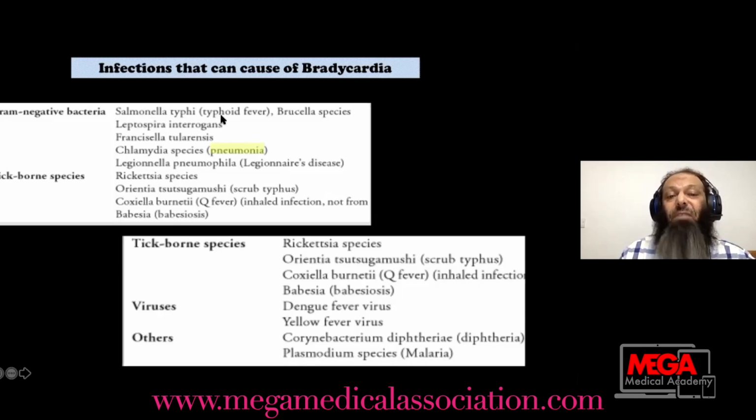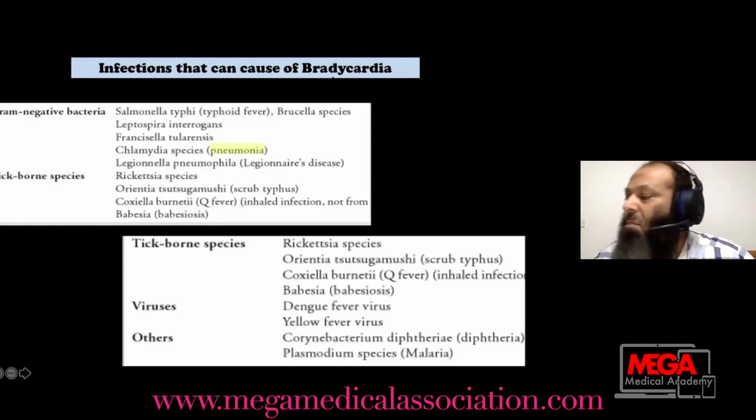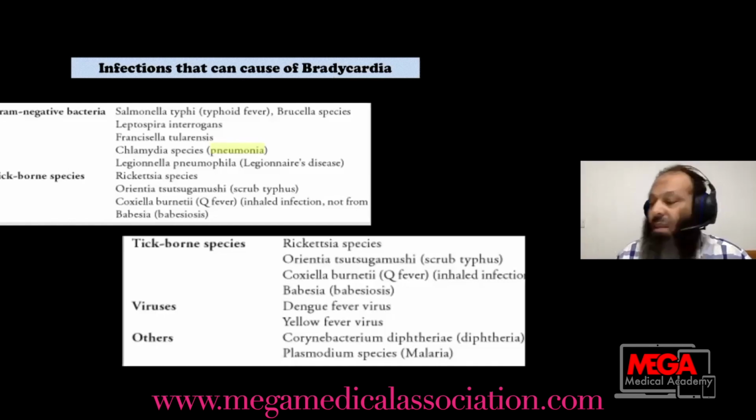Also Salmonella typhi, typhoid fever, and Brucella. When your patient is febrile and bradycardic, put these in your differential diagnosis. Dengue fever also, Coxiella, diphtheria. Those are some of the common infections that present with bradycardia, especially if the patient is febrile, so put them in your differential diagnosis because this is something unusual. If he's febrile, he should have tachycardia. But here, these infections are commonly associated with bradycardia despite the fever.